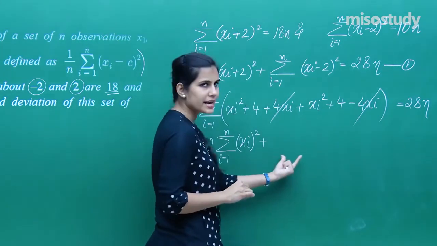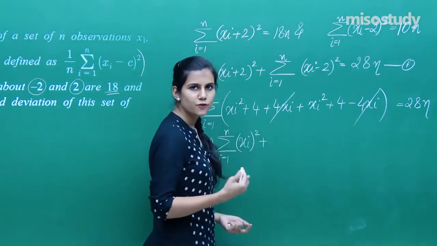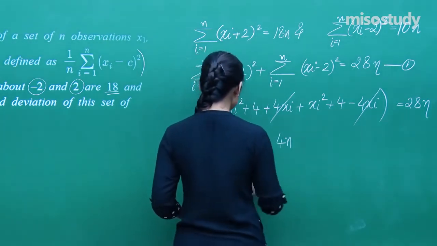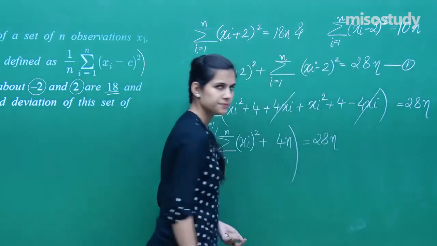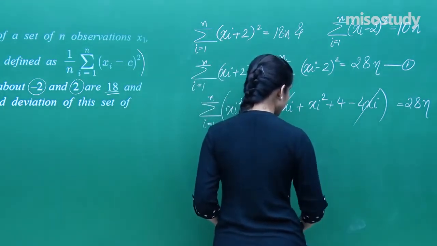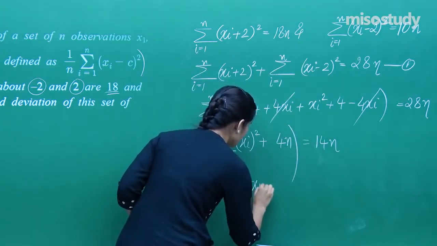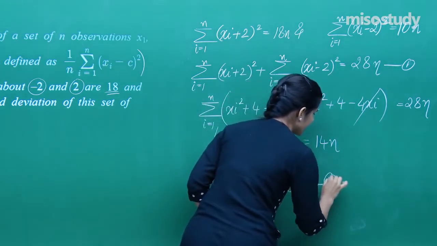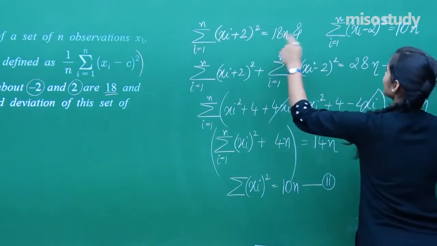But this summation, if I am breaking it, breaks and goes along with 4 also, which is summation i running from 1 to n of 4. That means add 4 to itself n times, you get 4n. Fine. This is equal to 28n. This 2 obviously goes that side and makes this from 28n to 14n. And then this 4n goes that side and you get summation xi square is 14n minus 4n, which is 10n. Clear?